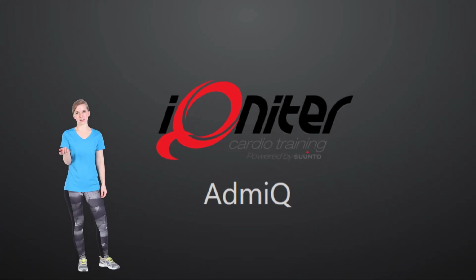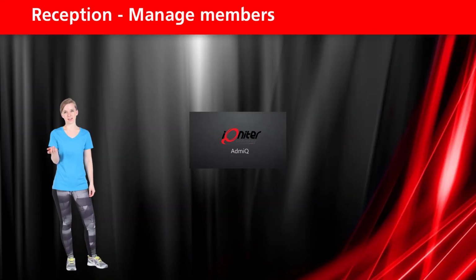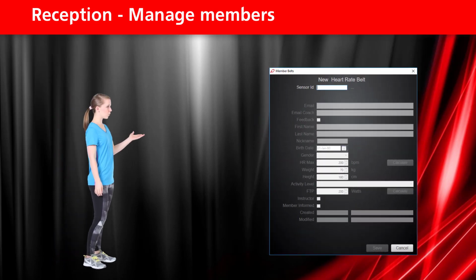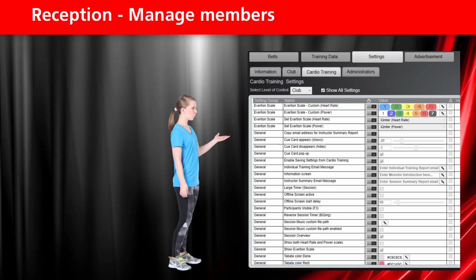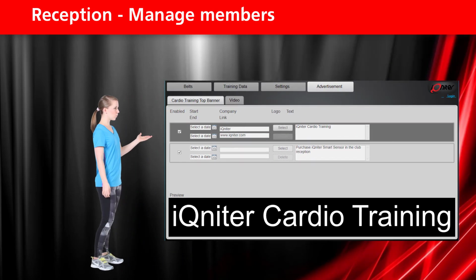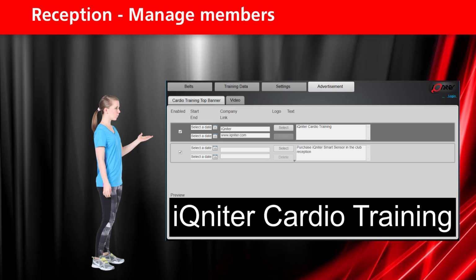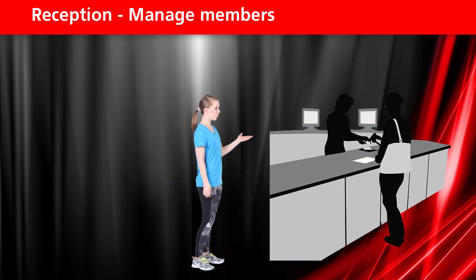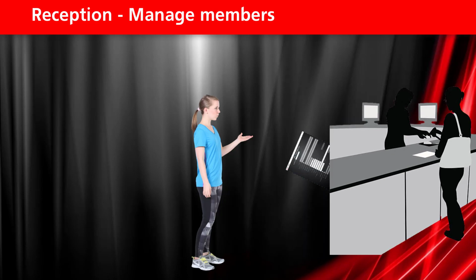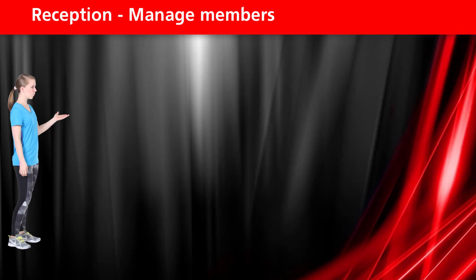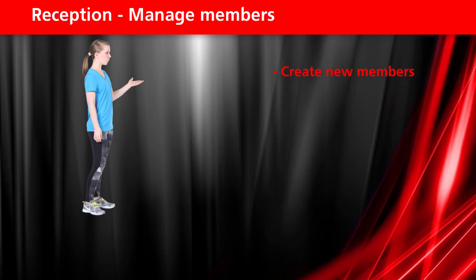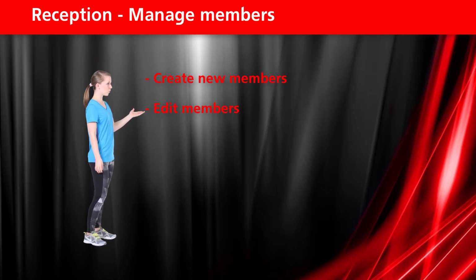Hi. AdmiQ is the administrative part of the iQniter system. Here you can register belts, view training data, and manage various settings, including all the settings for cardio training on different levels, as well as advertisement administration. As a receptionist, you can perform various tasks, such as adding a new belt or editing a member's belt. In this video, I will show you how to create and edit members in AdmiQ.